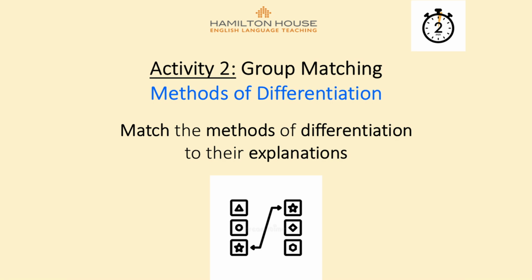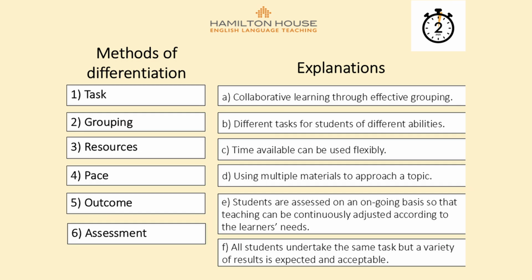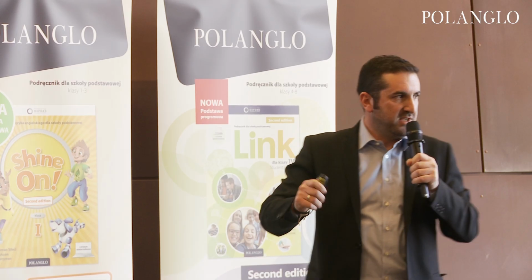Activity 2, group matching. On the left-hand side of the screen, I'm going to show you some methods that we can use in order to differentiate. And on the right-hand side, the explanations. Let's put them together. Let's match the methods to their explanation. We can differentiate by task. What does that mean? There's a keyword in there.